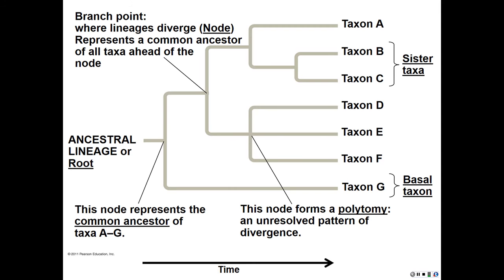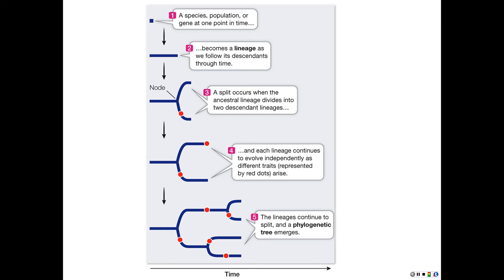So what we call phylogenetics is the study of phylogeny. So the study of relationships among organisms. And we usually use a branching diagram, a phylogenetic tree, which is a graphical representation that reconstructs the evolutionary history of those relationships.